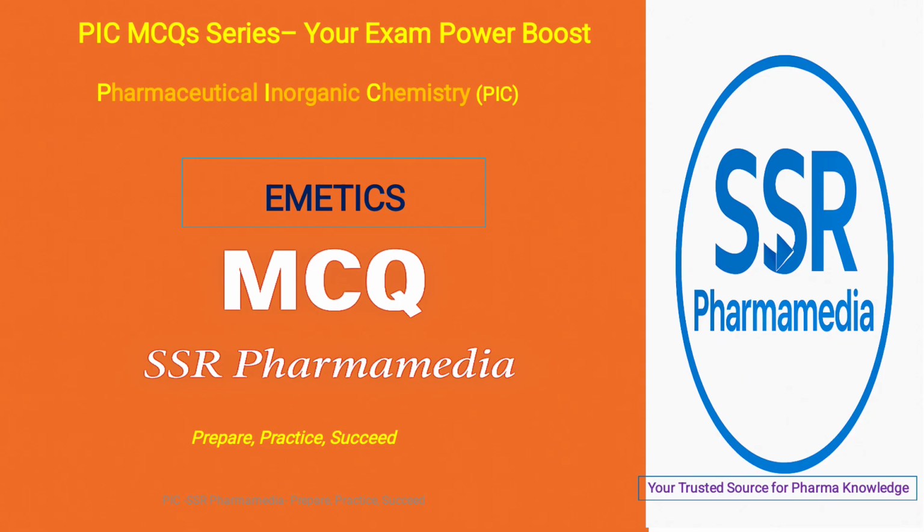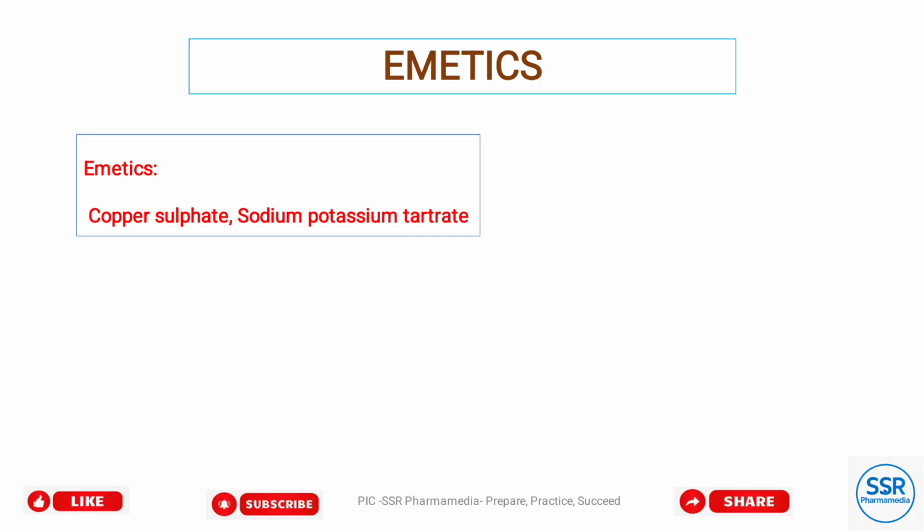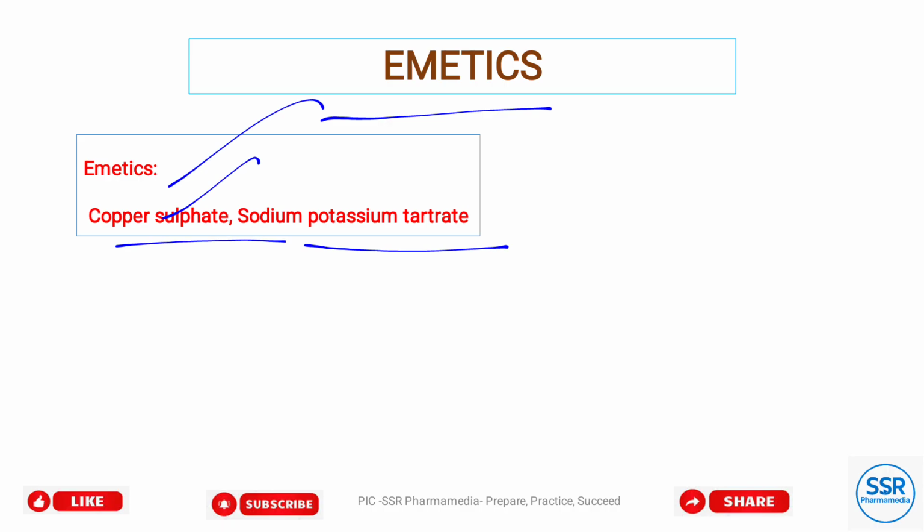Today we are going to discuss emetics. Prepare, practice, succeed. Under emetics, we are going to cover what an emetic is and examples of two compounds, copper sulfate and sodium potassium tartrate.